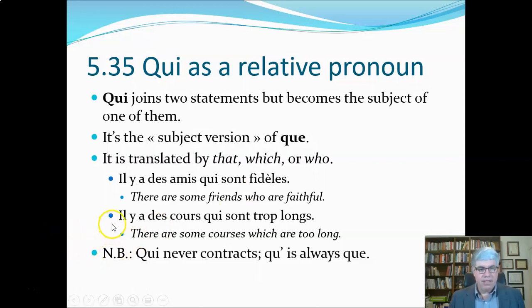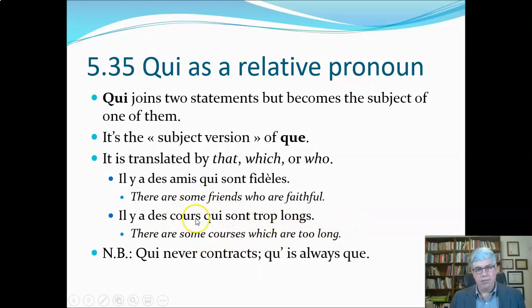Here we have il y a des cours. One of the meanings of cours is a class or a course, like a French translation course. There are some courses qui sont trop longs, which are too long. Now you could say there are some courses who are too long, but that wouldn't sound good in English. We would use which instead. But we use qui because it's the subject of the phrase are too long. So there are some courses which are too long.